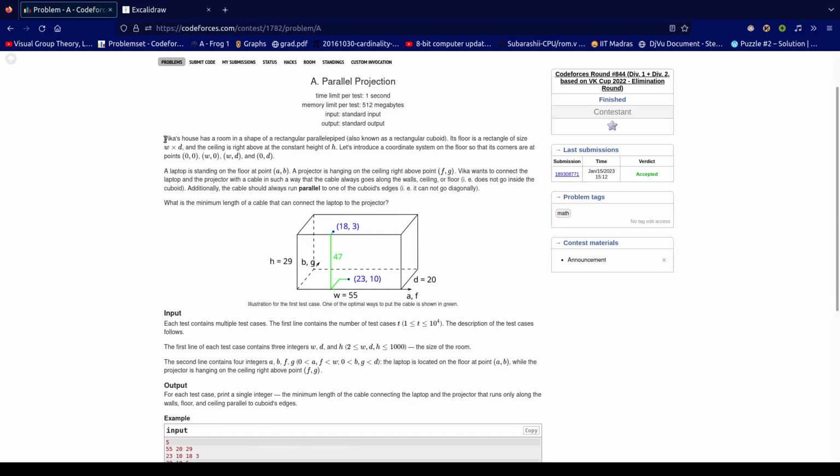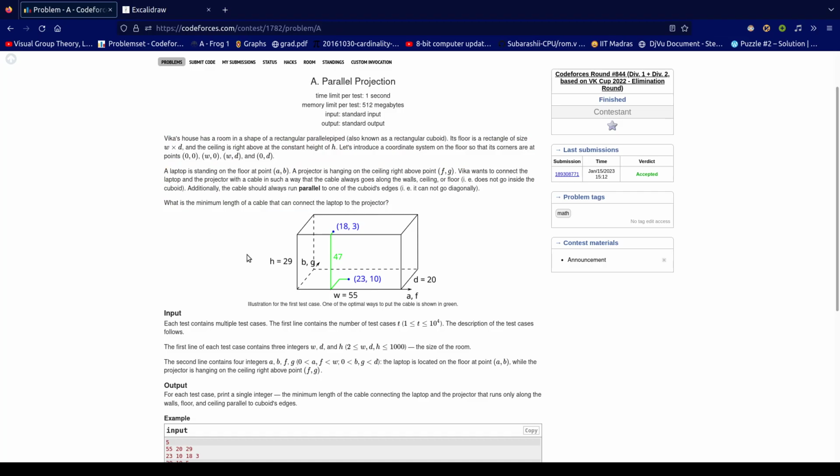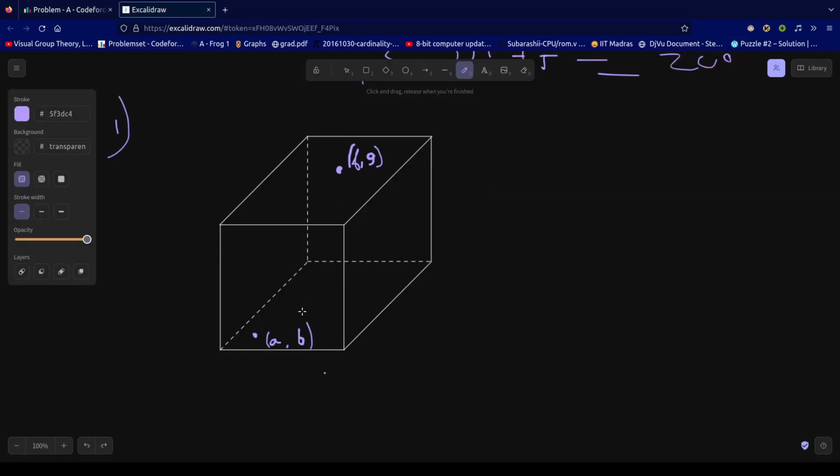So if you read through the question, it says the following thing. You can pause the video and read the question. So the question is basically, what is the minimum length of cable that can connect the laptop to the projector? To summarize the question, you have the laptop at some point A, B on the floor, and you have a projector on some point F, G on the ceiling. And what is the minimum length of cable? And you can only put cables on the walls and the ceilings.